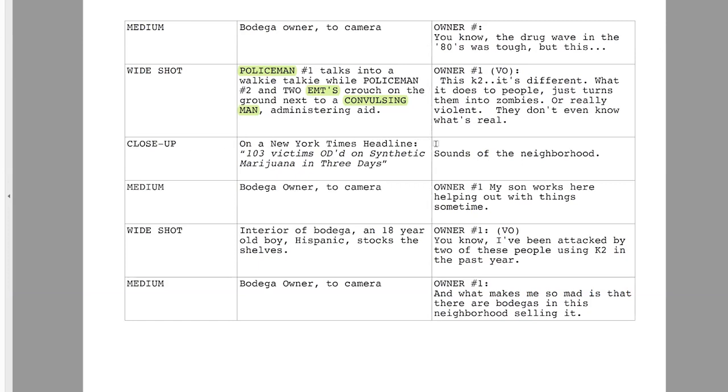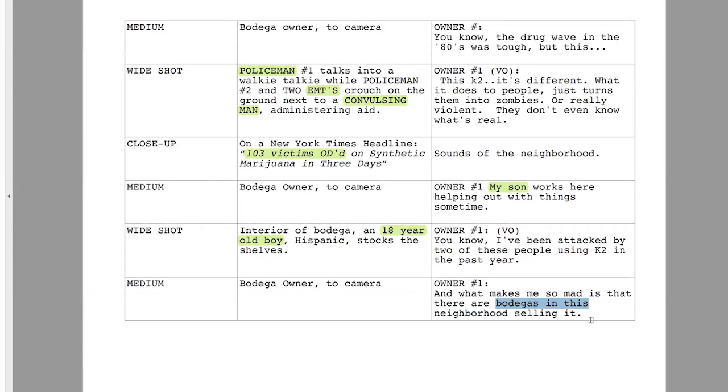And then we have a close-up. I actually show a picture of a New York Times headline that says 103 victims OD in 3 days. Bodega owner, again to camera, says, my son works here helping out with things sometimes. Again, that's family. And in a wide shot, we show that 18-year-old son, Hispanic, and we see him working in their bodega. And the owner says, I've been attacked by 2 people using synthetic marijuana in the past year. And then we see the bodega owner again.